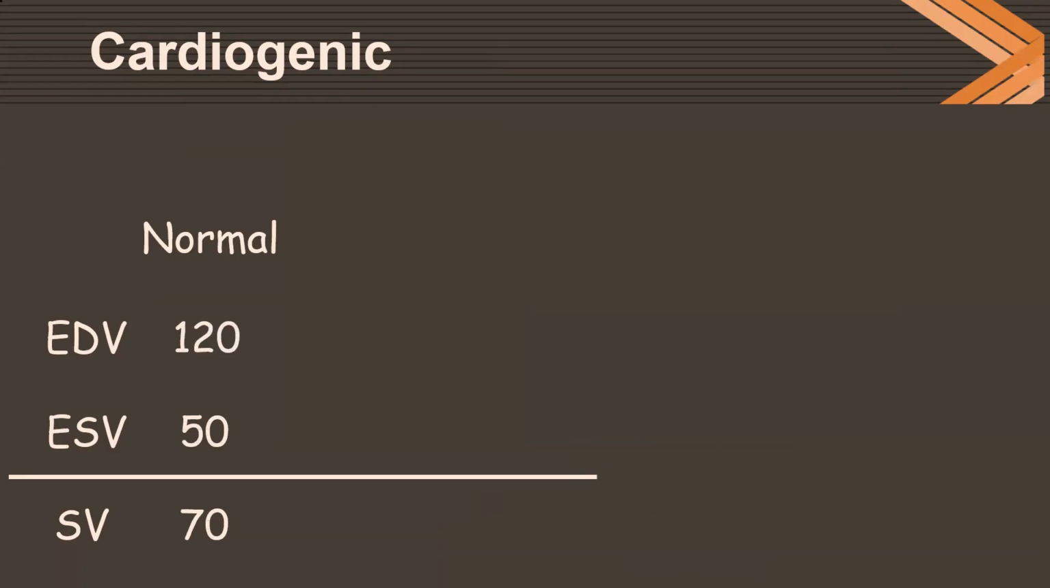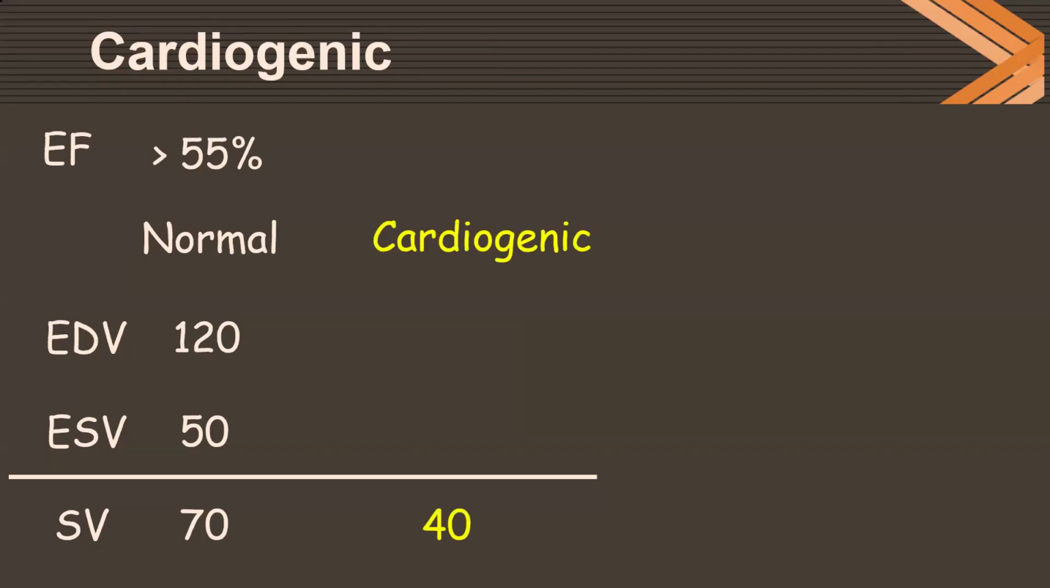For example, these are the numbers that we gave as an example for normal in the beginning of the talk, and this results in an ejection fraction of more than 55%, and this is normal. In cardiogenic shock, we note that the stroke volume is low because the heart is hardly contracting. And when the stroke volume is low, this means that the heart cannot pump the amount of blood accumulating behind it, the venous return. It cannot pump it adequately through the left or right ventricle.